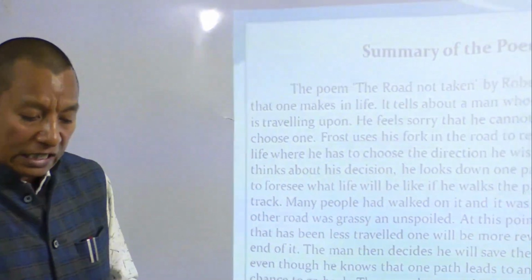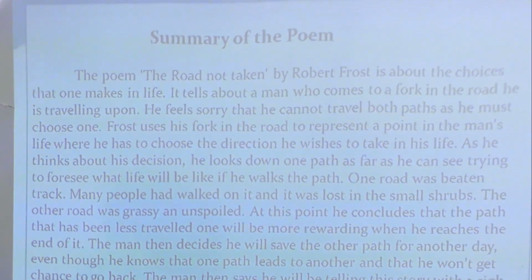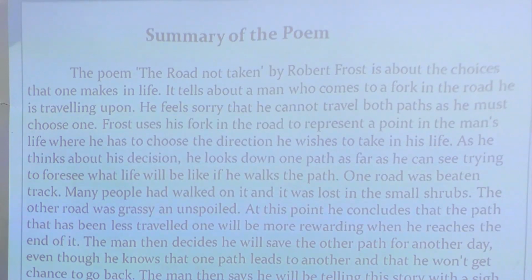Frost uses the fork in the road to represent a point in the man's life where he has to choose the direction he wishes to take in his life. As he thinks about his decision, he looks down one path as far as he can see, trying to foresee what life will be like if he walks that path. One road was a beaten track. Many people had walked on it, and it was lost in the undergrowth. The other road was grassy and unspoiled, not disturbed. At this point, he concludes that the path less traveled will be more rewarding when he reaches the end of it.